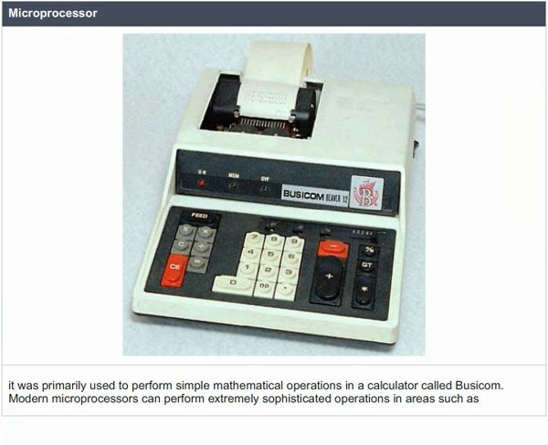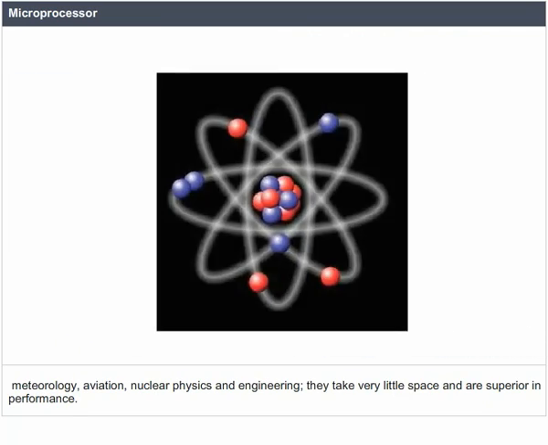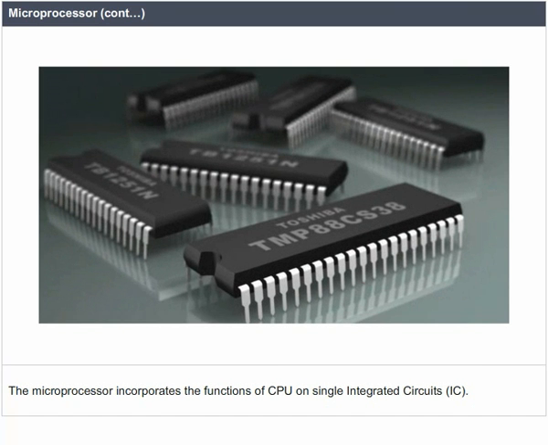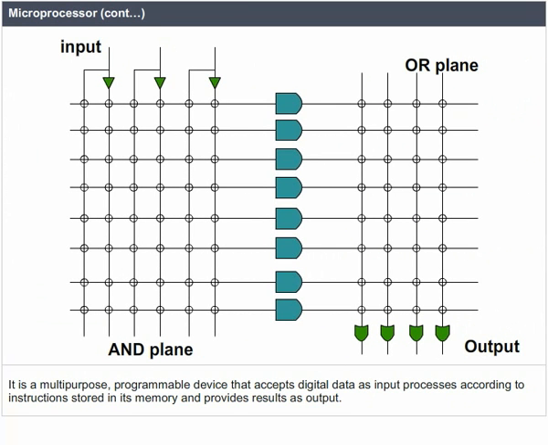Modern microprocessors can perform extremely sophisticated operations in areas such as meteorology, aviation, nuclear physics, and engineering. They take very little space and are superior in performance. The microprocessor incorporates the functions of a CPU on a single integrated circuit. It is a multi-purpose, programmable device that accepts digital data as input, processes it according to instructions stored in its memory, and provides results as outputs.